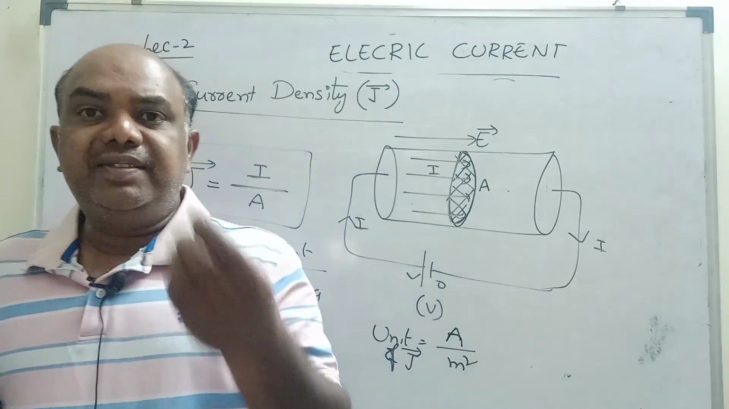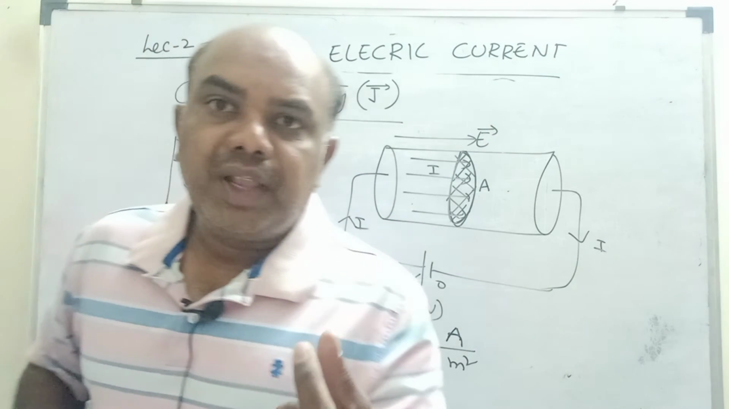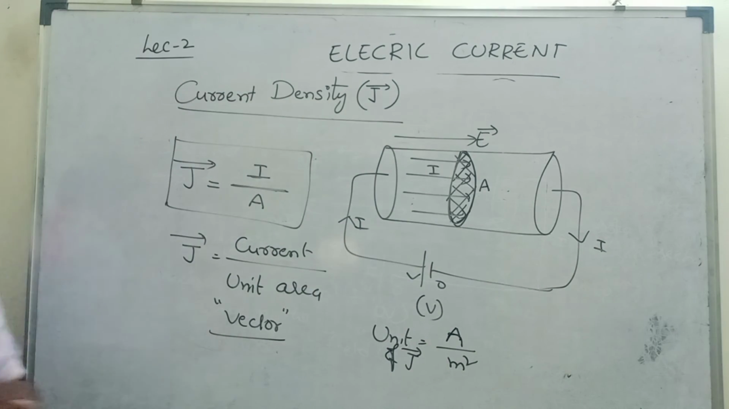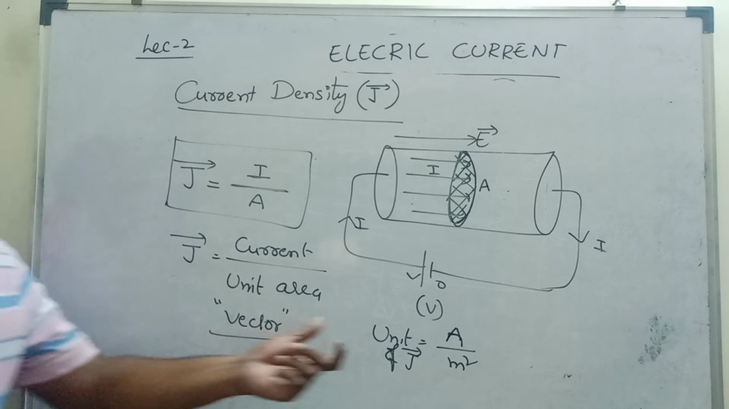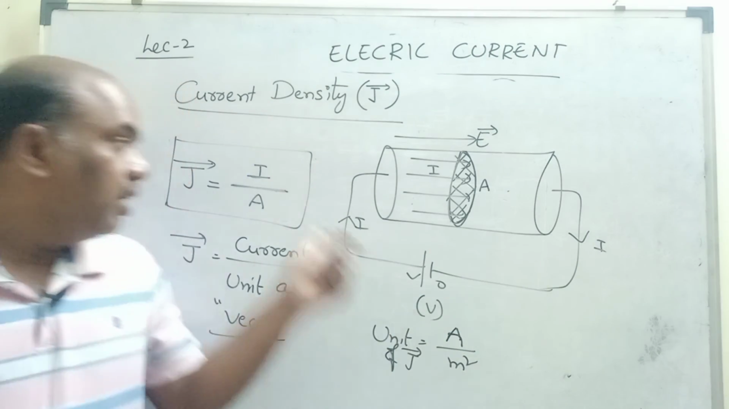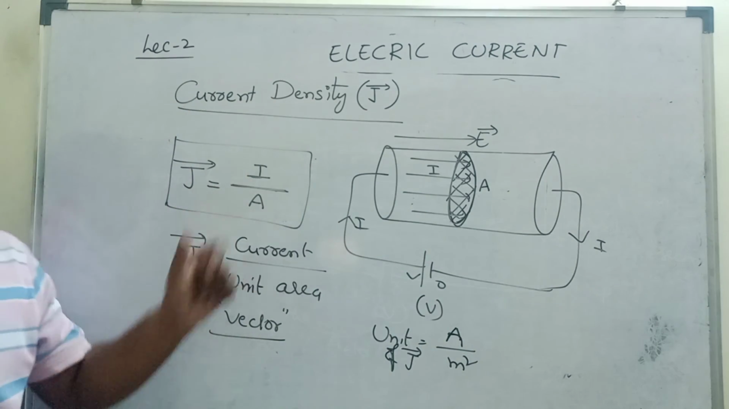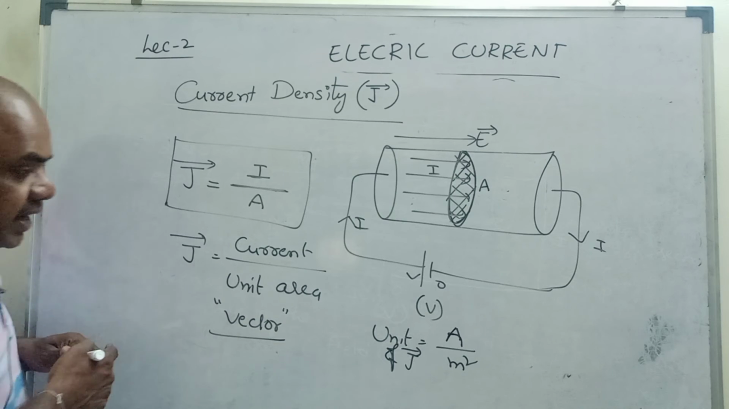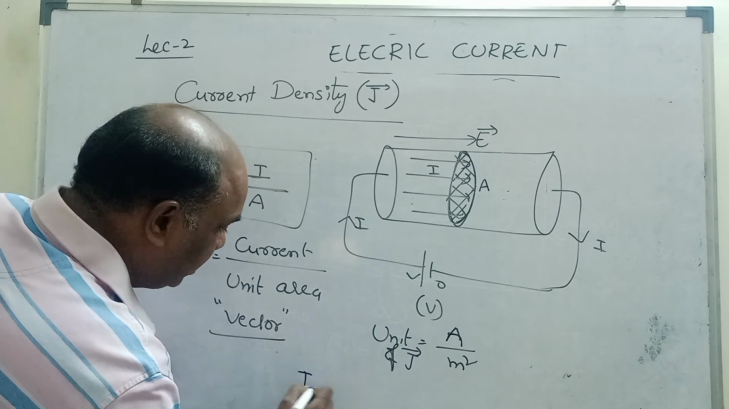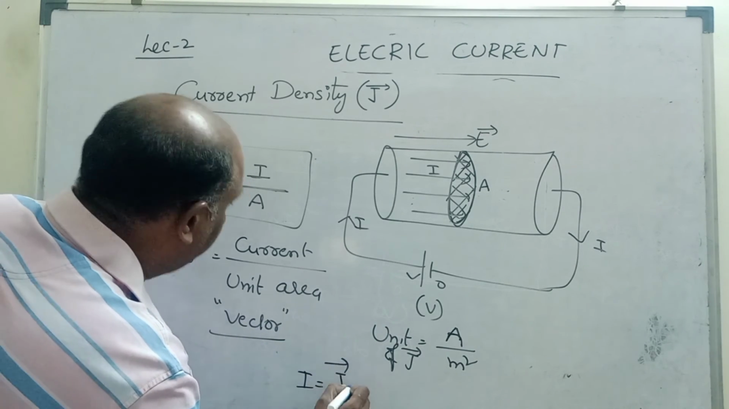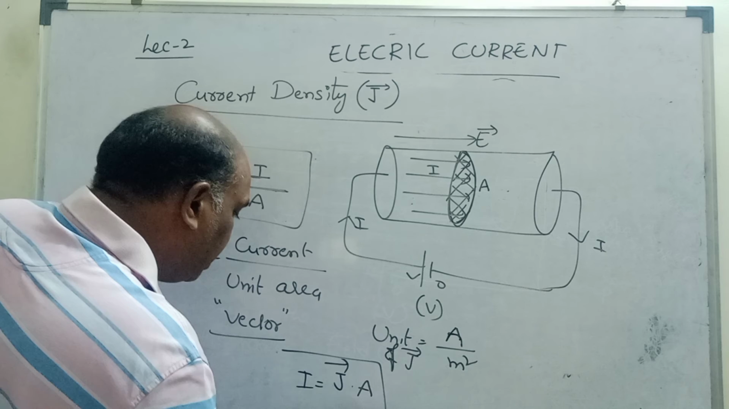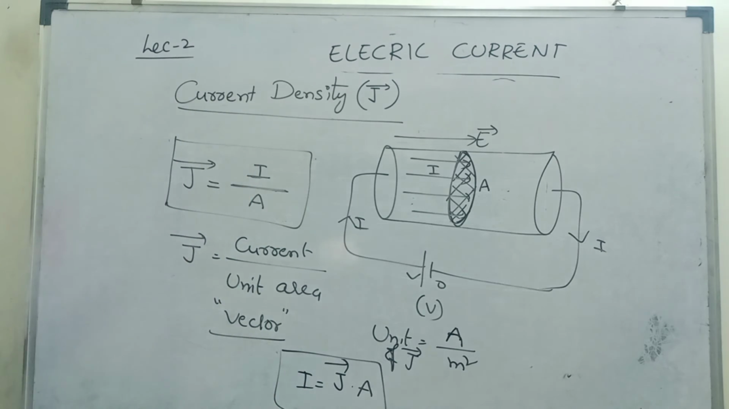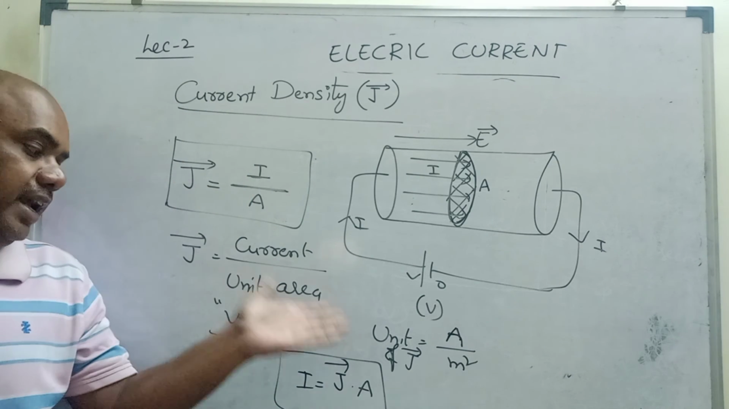Current density means current per unit area. Current density is a vector quantity. Current density unit is ampere per meter square. Current density formula is I by A. Or you can say current I is equal to current density into A. This is also one formula, current density into area. So if you cross multiply, I is equal to A into J bar.